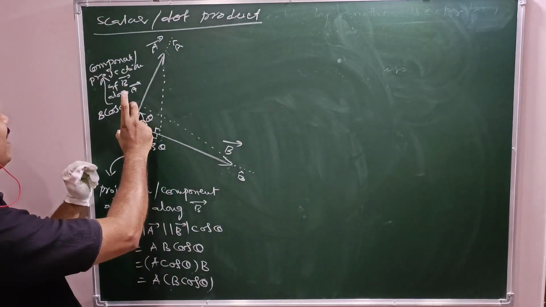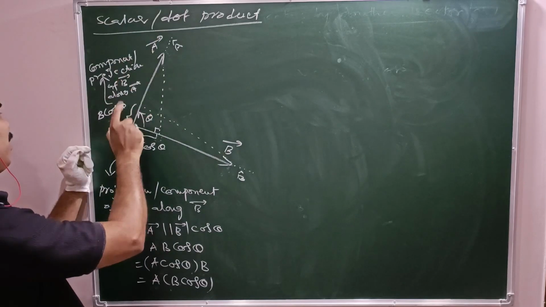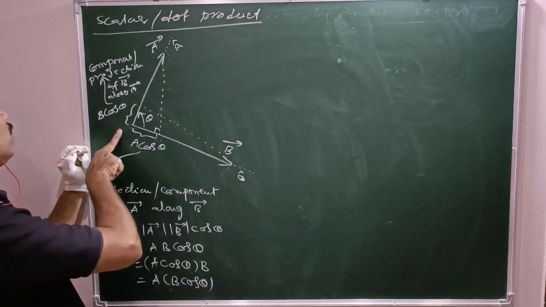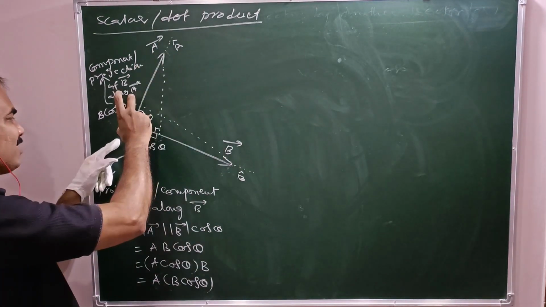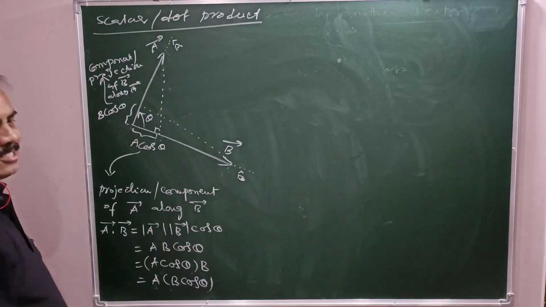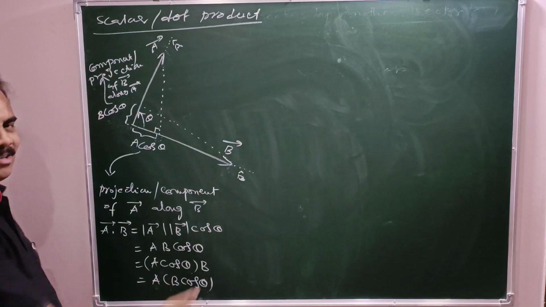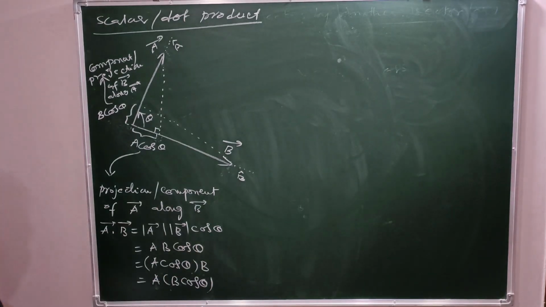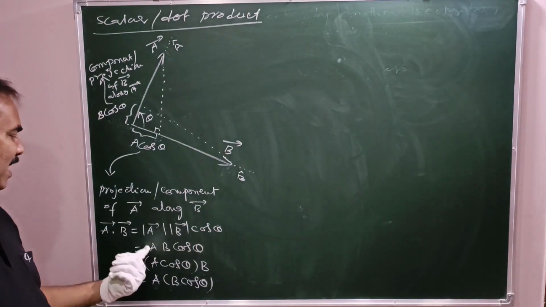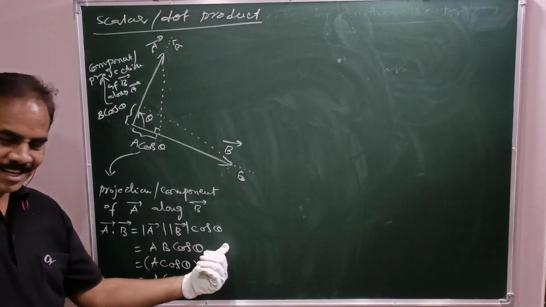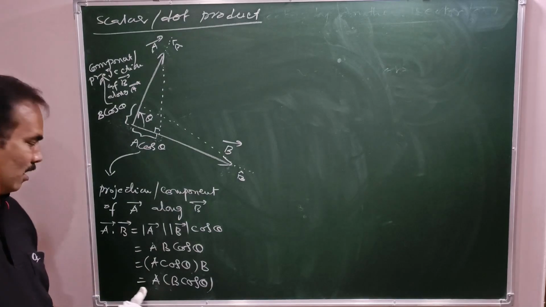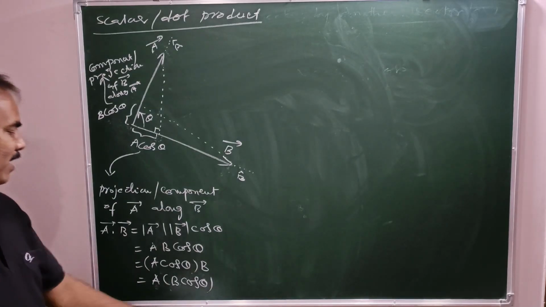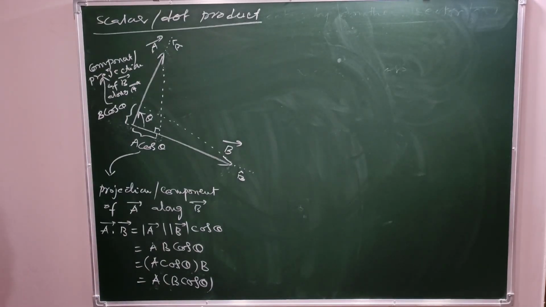See, B cos theta is the length of B bar along A bar, that is B cos theta into the total length of A bar. So A into B cos theta, otherwise B into A cos theta, that can also be written as AB cos theta. So all the steps are the same. So A bar dot B bar can be written as mod A bar mod B bar cos theta, that is equal to AB cos theta, that is A cos theta into B, also can be written as A into B cos theta. Right?